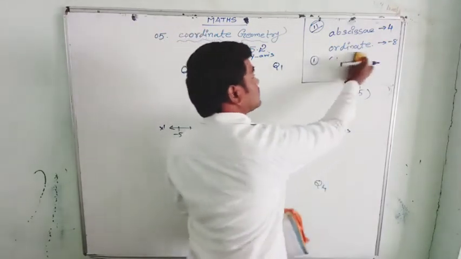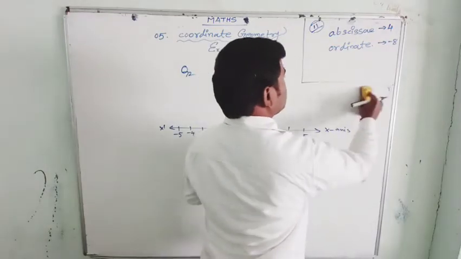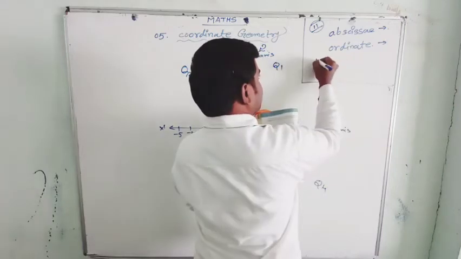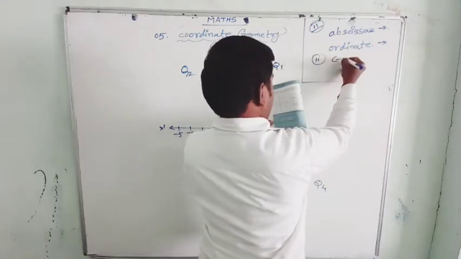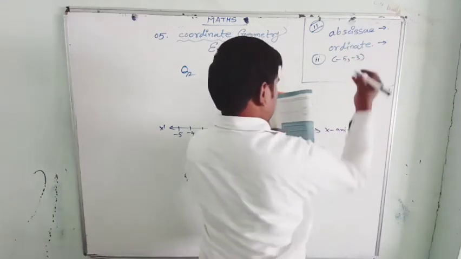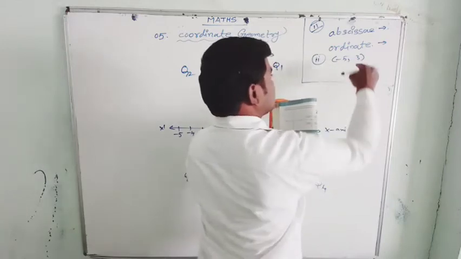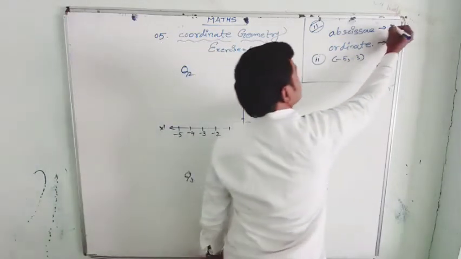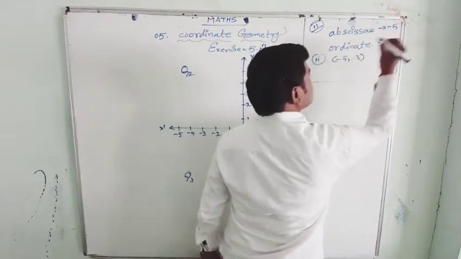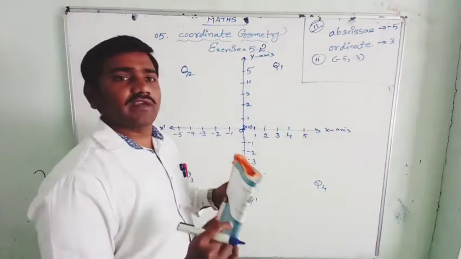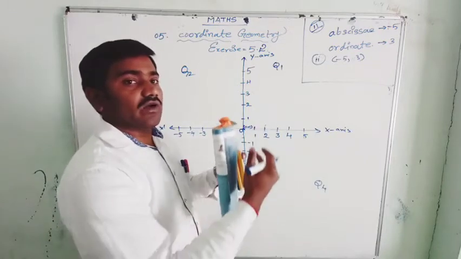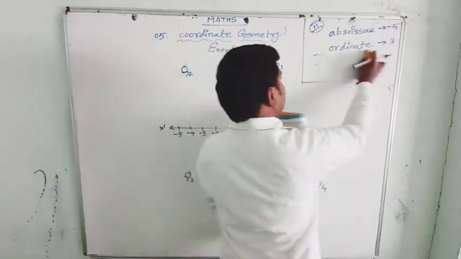Then the second question here: minus 5 comma plus 3. What is the abscissa here? Abscissa is minus 5. Ordinate is 3. So very easy. X-axis values are known as abscissa. Y-coordinate values are known as ordinate.